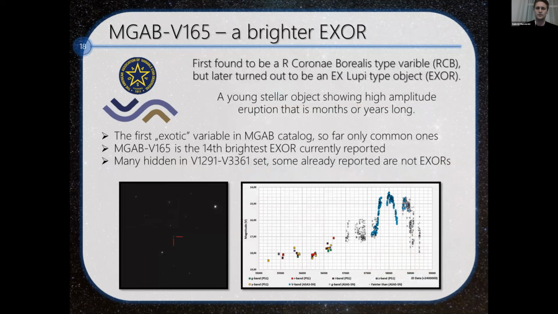Now we are going a little backwards, because MGAB-V165 was the first submitted variable star that is actually quite important. All stars I had submitted earlier were common variable stars. This was finally something untypical, because we know only a small number of XOR variable stars, about 60 as far as I remember, and this one is the 14th brightest XOR reported so far.